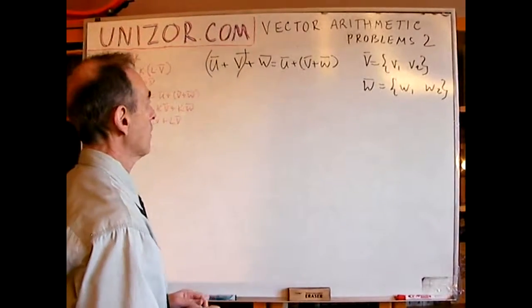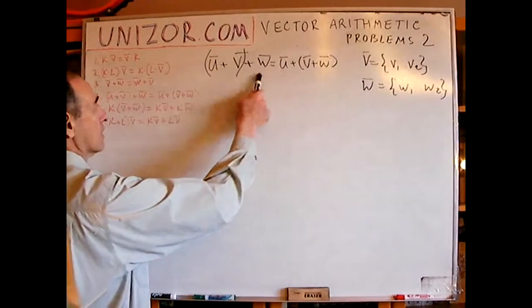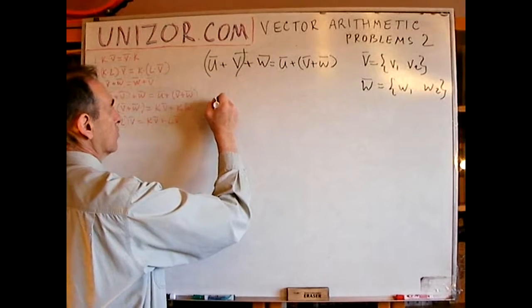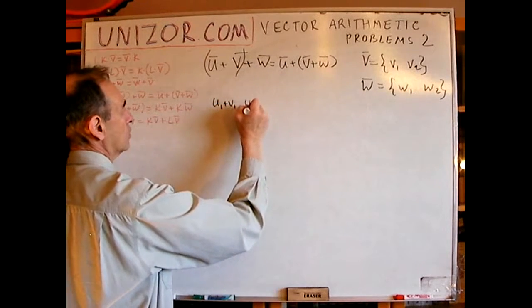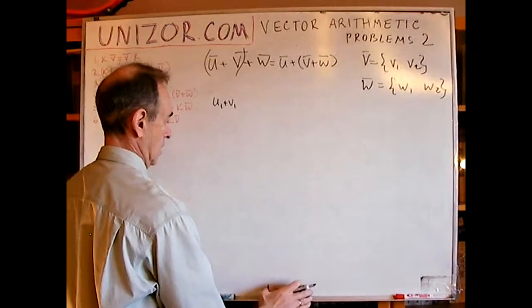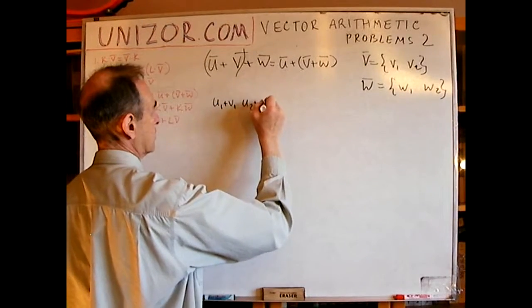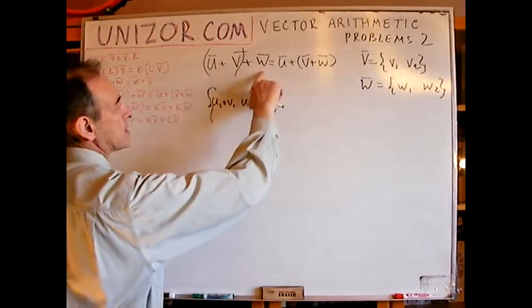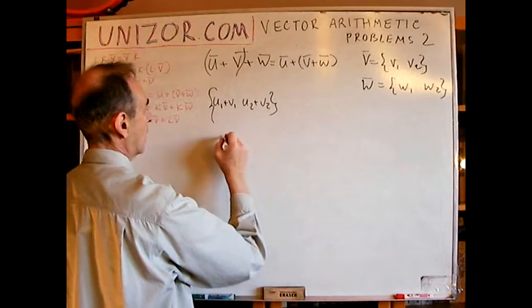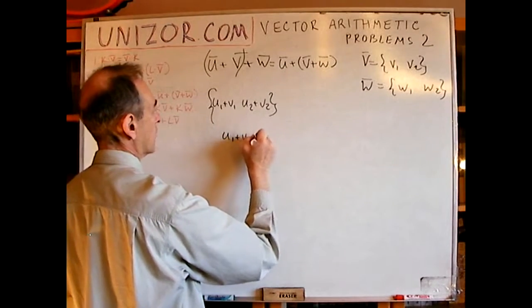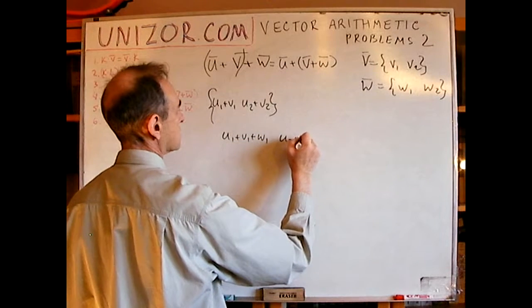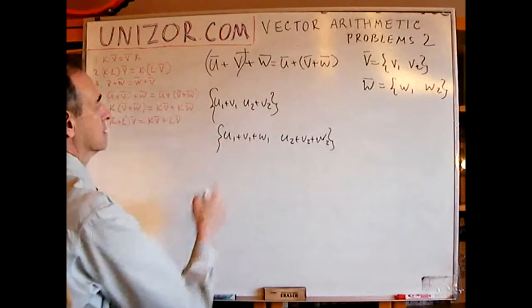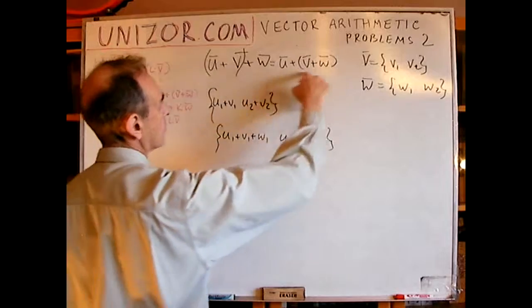Now, why are they equal? All right, well, first let's just add these two. Now, this sum in tuple representation would be u1 plus v1, u2 plus v2. That's the tuple representation of this vector, plus w, which is this one. The result will be u1 plus v1 plus w1, u2 plus v2 plus w2. That's this one.